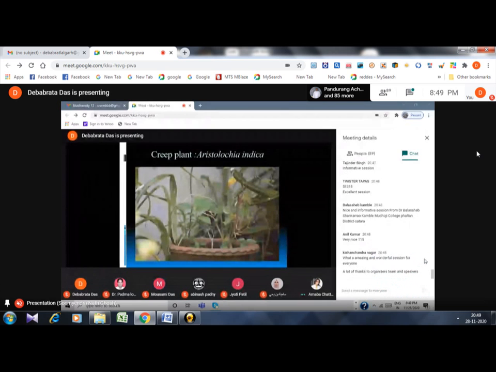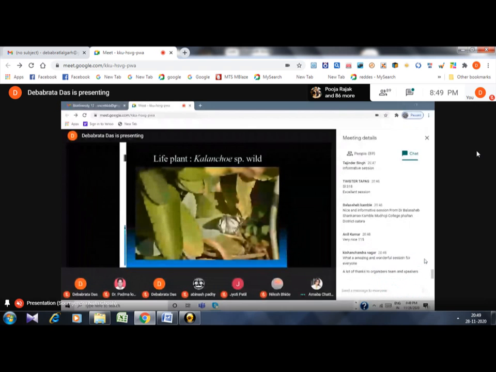Then we have the leaf plant, Kalanchoe pinnata. This is the wild variety. You can see the puffin butterfly resting there, and it is not only a larval host plant but also a forage plant. I will come to the forage plant later, but it's also a larval host plant.